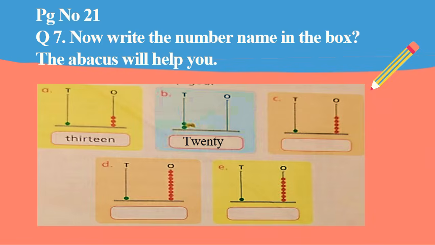In part C, we have 1 bead in the tens column and 5 beads in the ones column. So 10 plus 5 equals 15. So we will write here 15. In part D, we have 1 bead in the tens column and 9 beads in the ones column. So 10 plus 9 equals 19. So we will write here 19. In part E, we have 1 bead in the tens place and 7 beads in the ones place. So 10 plus 7 equals 17. So we will write here 17.